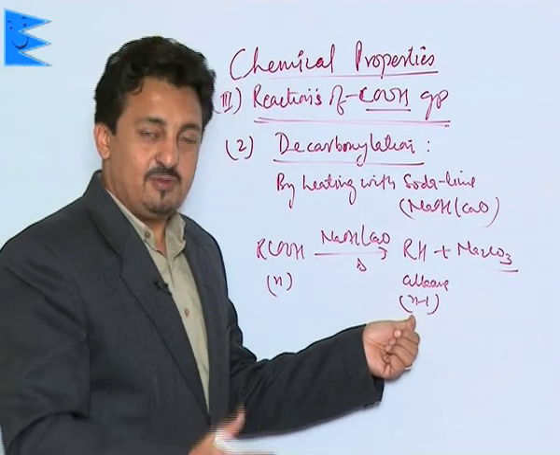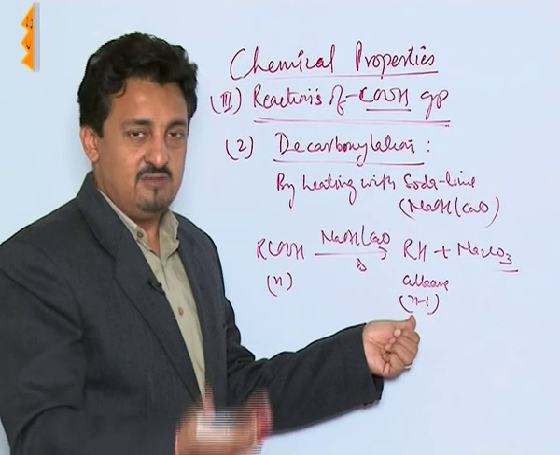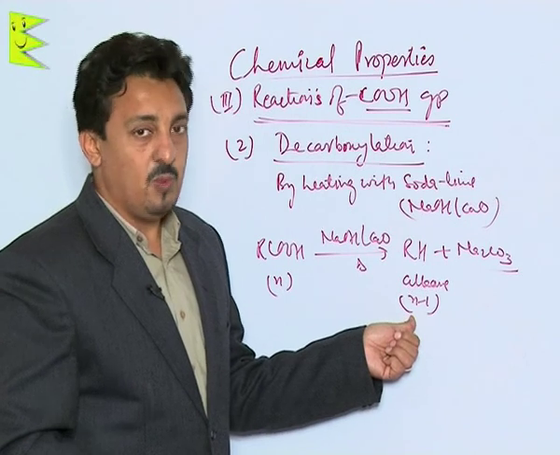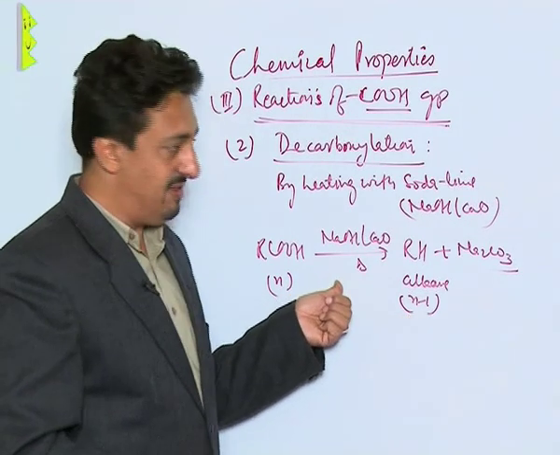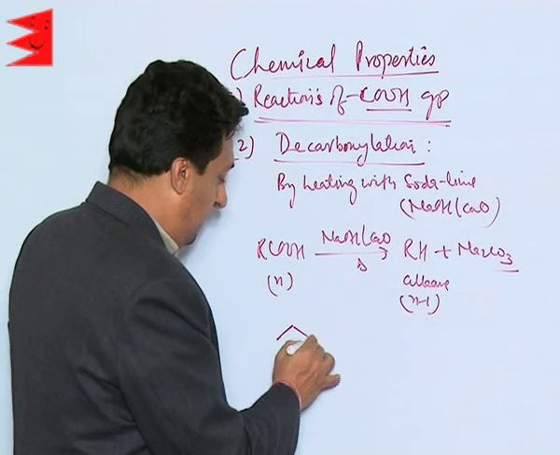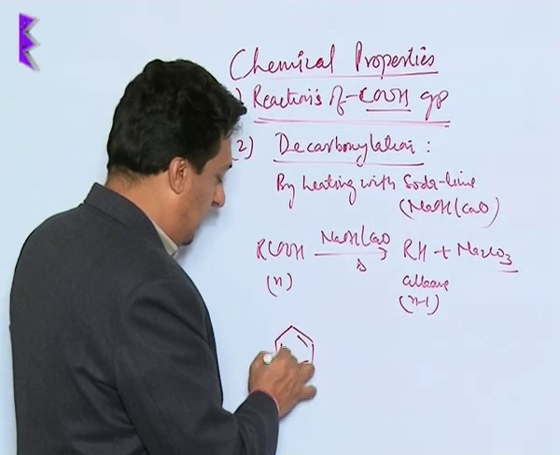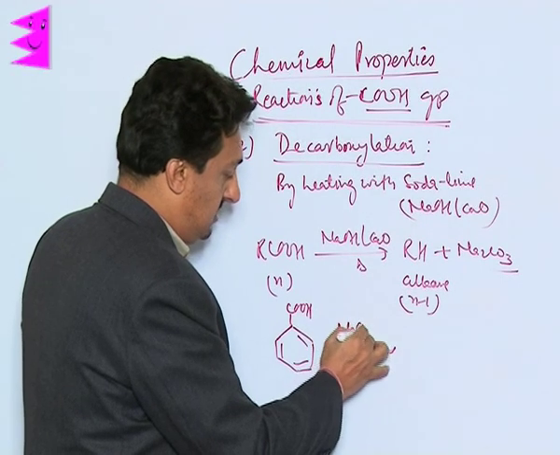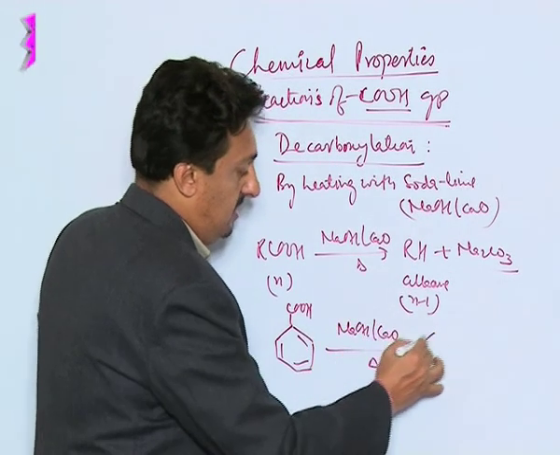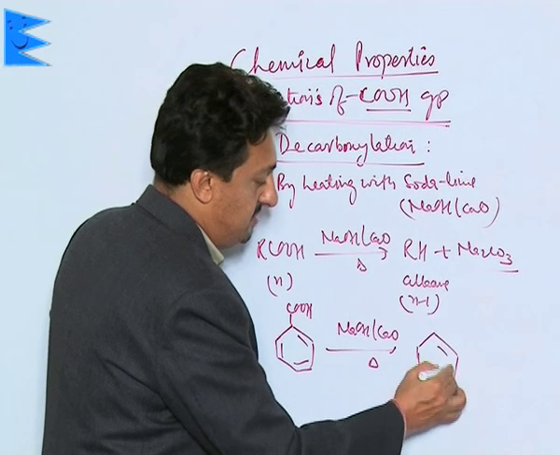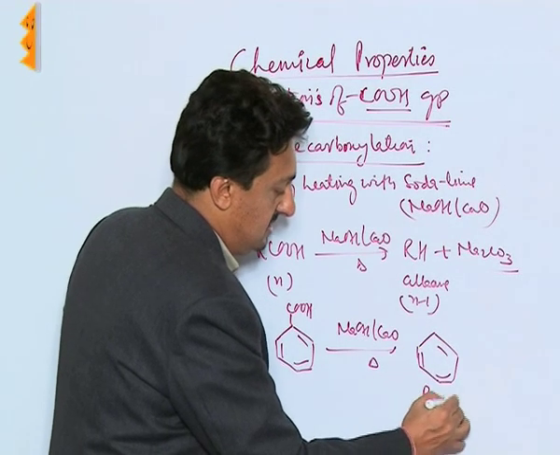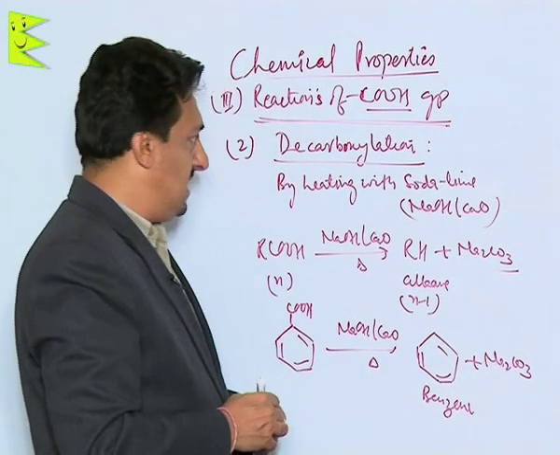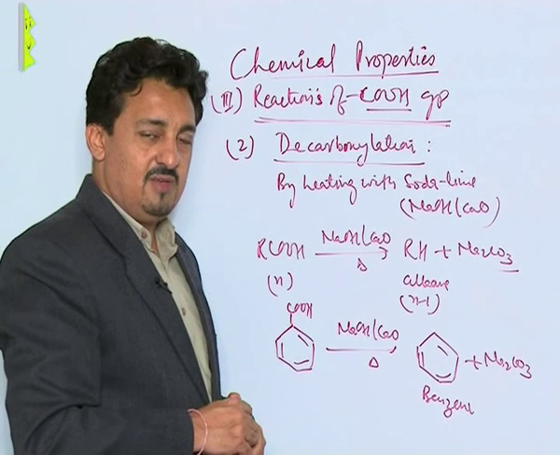And this is a step down process, very important from the conversion point of view, in which we are trying to do what? Decrease the number of carbon atoms by 1. It's a very important decarboxylation reaction. So remember, even if we have benzoic acid, on reaction with soda lime, decarboxylation takes place and it gives us what? Benzene plus sodium carbonate.